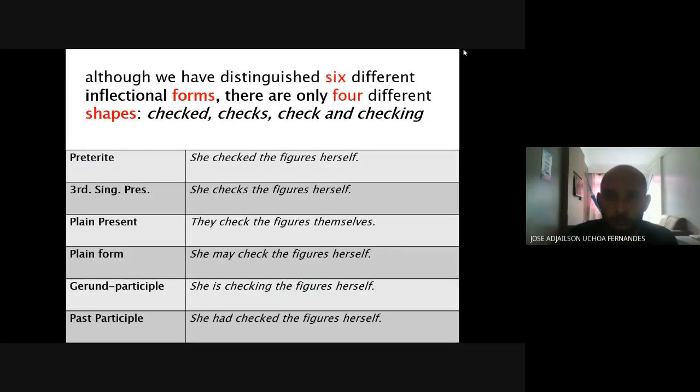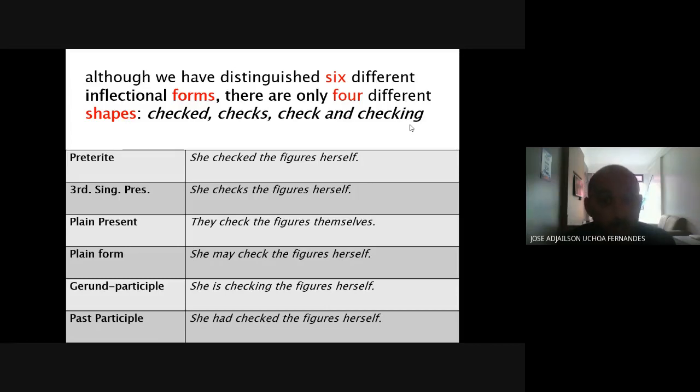Now, although we have distinguished 6 different forms, there are only 4 shapes. You see now the difference between form and shape? Form refers to the morpheme, and shape refers to the spelling. You see, we have 6 different forms: preterite, third person singular, plain present, plain form, gerund participle, and past participle. 6, but 4 shapes: checked, which is the same for preterite and past participle; checks, third person; check, which is the same for plain form and plain present; and checking, which is the gerund participle.